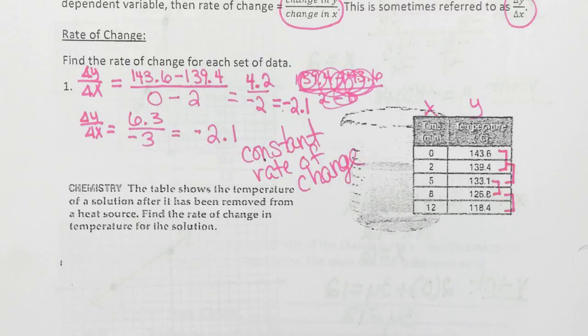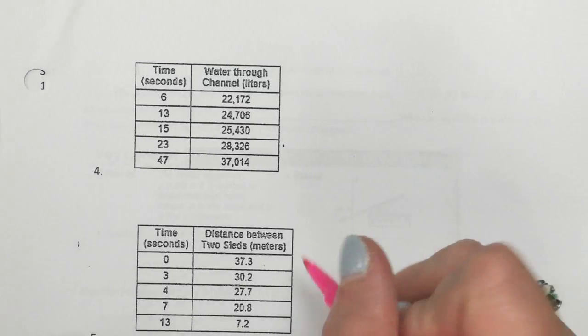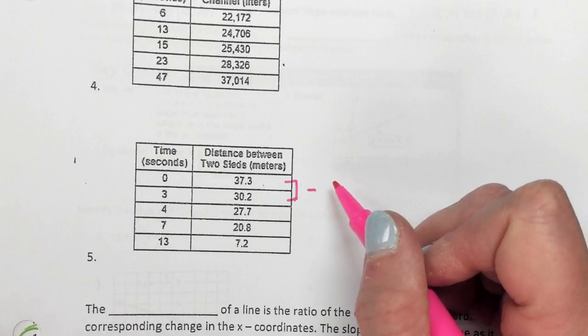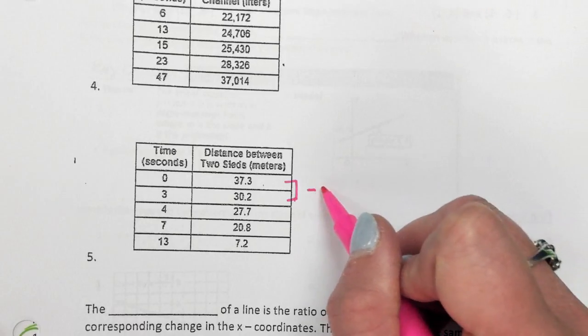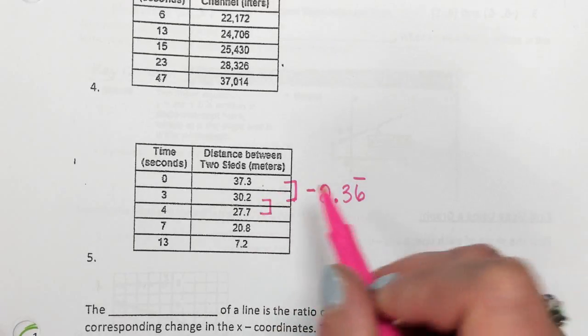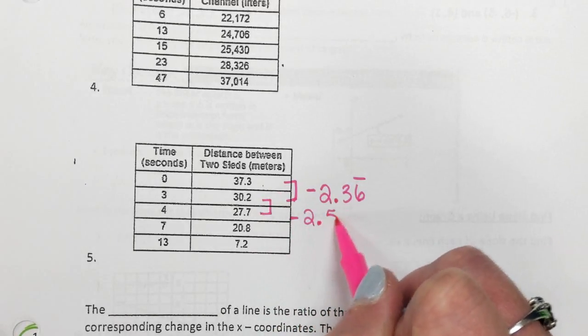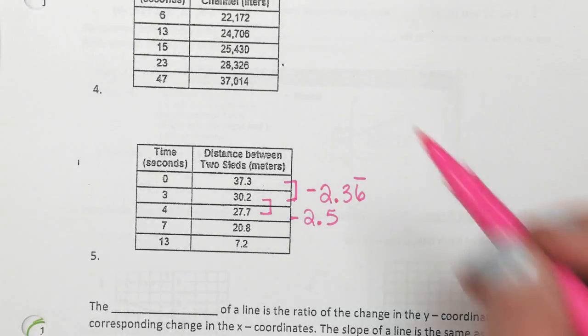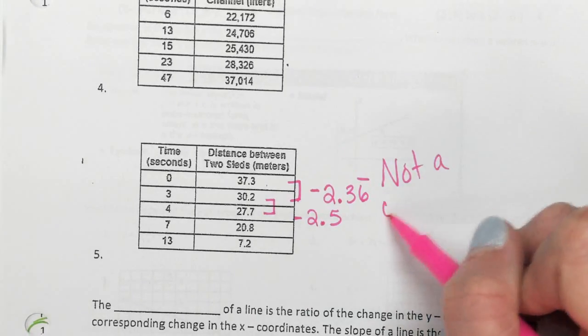All right, what'd y'all get for number 5? Not a constant. Okay. So what'd you get for the first set of numbers? I can't hear you. 3.6 repeating? All right, what'd you get for the next set? Ooh, there you go. Do I even need to finish it? Once I realize that they're different, do I have to finish it? Nope. There you go. So it's just not a constant rate of change.